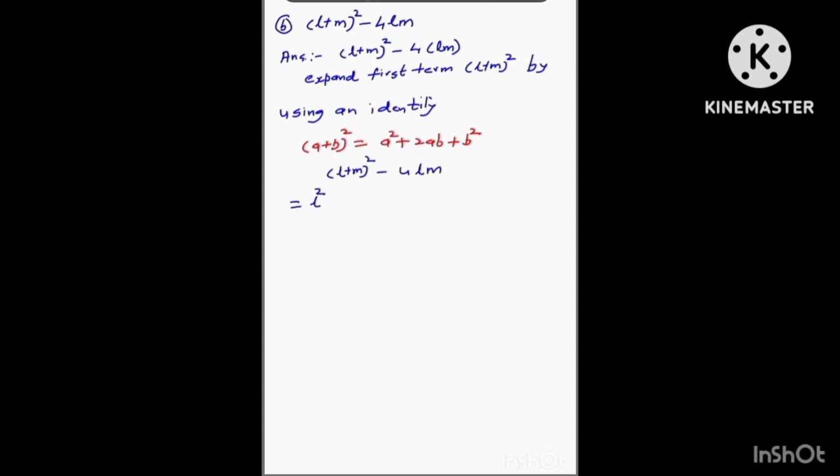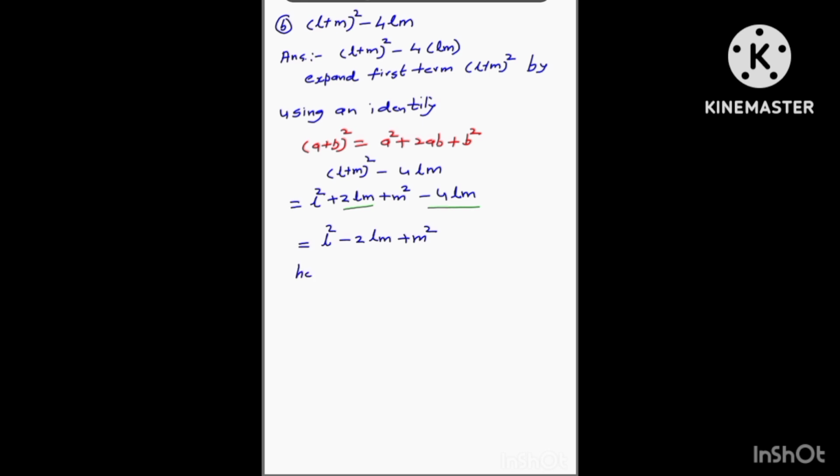Similar to it, (l + m)² is equal to l² + 2lm + m², that is the first term, and then write down the second term again. Now if you look at it, there is 2lm and 4lm. If you carry out the subtraction, you will get l² − 2lm + m².